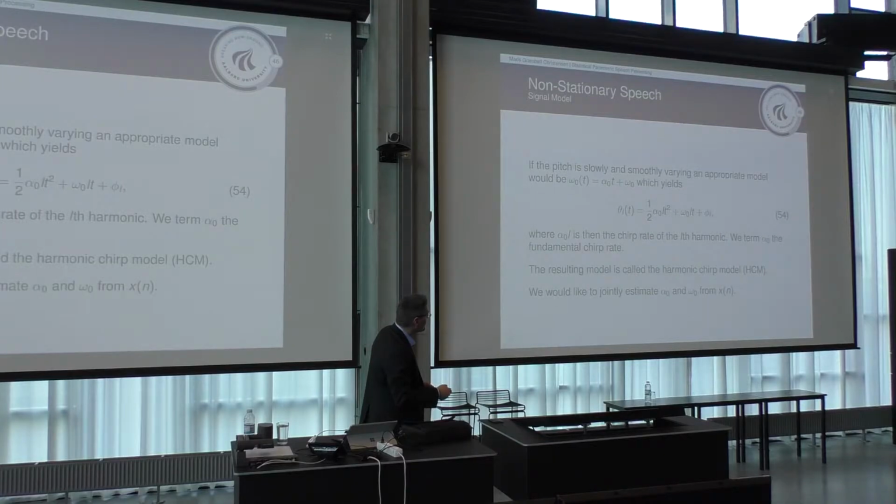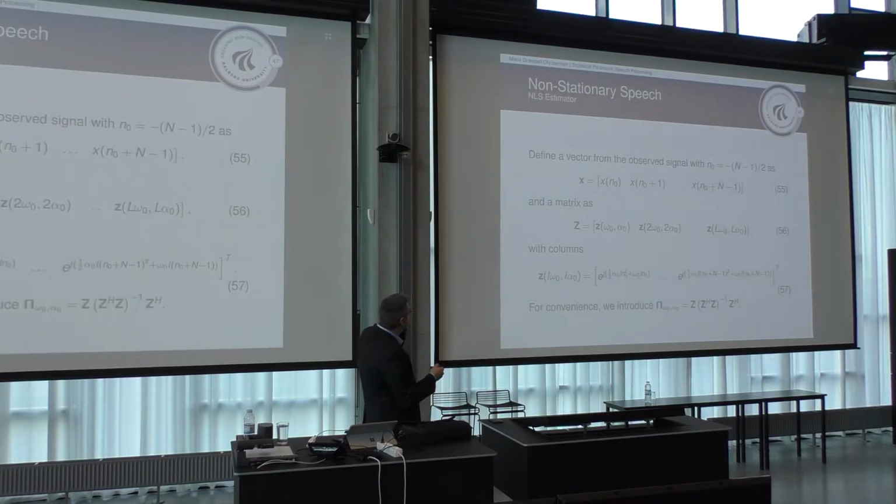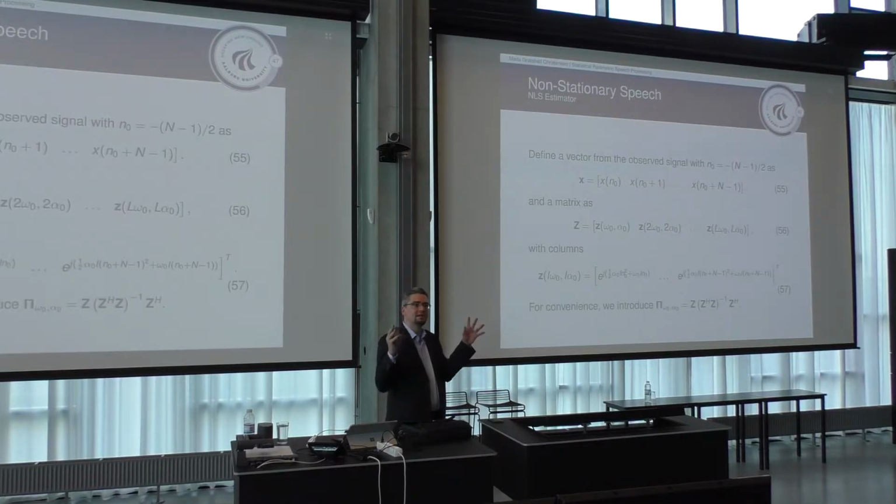What we like to do is jointly estimate alpha 0 and omega 0 from x of n. And then we want to see if the pitch estimates we get from this are better than the ones we got with the harmonic model. Okay, so we define a vector as before, where we put our observed signal starting at n0 up to n0 plus n minus 1. We change the definition of the matrix because the model is more complicated now. It now has two parameters, namely omega 0 and alpha 0, and then you multiply those by the harmonic numbers. So you see that these vectors now are no longer Fourier-like vectors, they are chirp vectors.